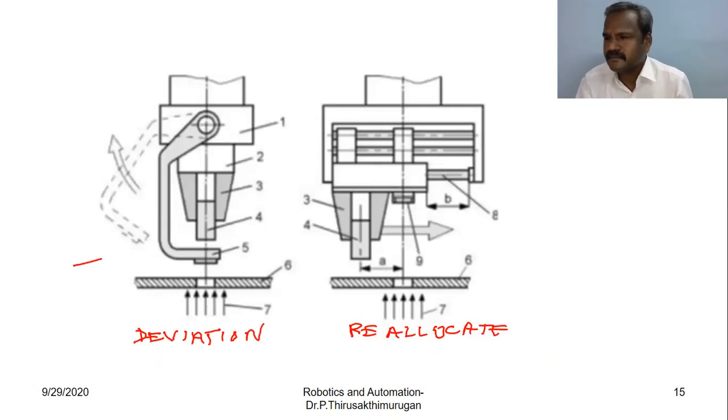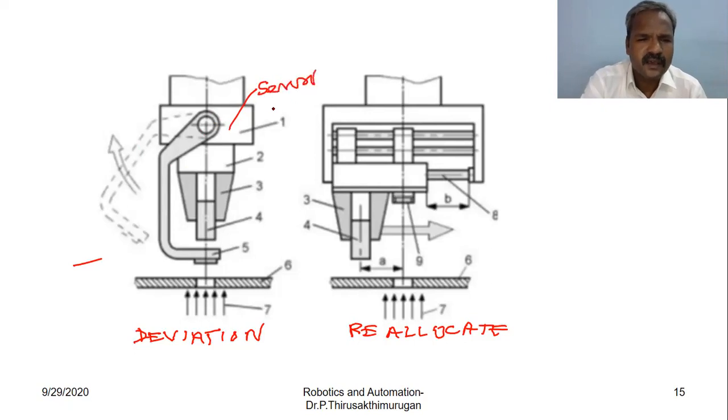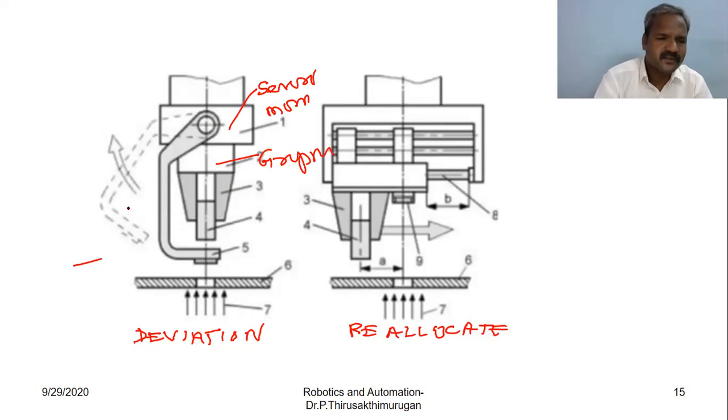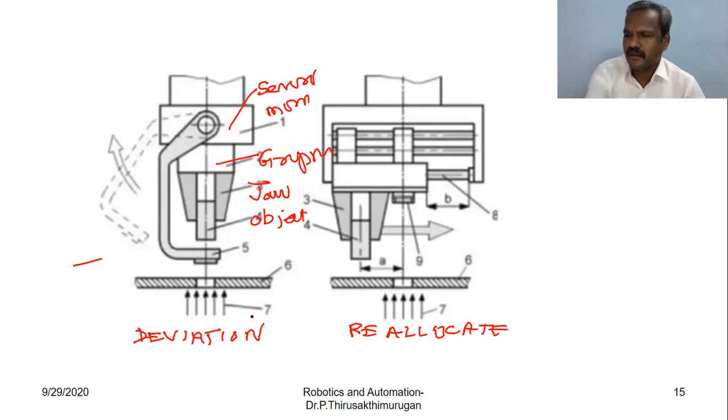One is the sensor mounting. 2 is the gripper. So this is the gripper. 3 is gripper jaws. So you see there are 2 jaws. 4 is the object. So jaw or finger. This is the object. Okay. Sensor. This is a sensor retaining bracket.